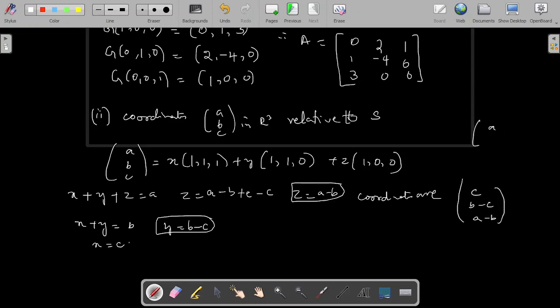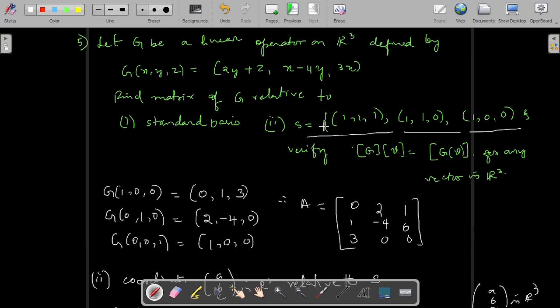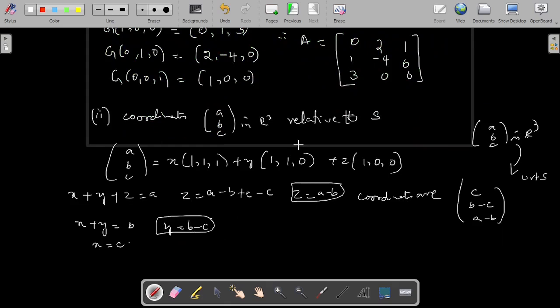So whenever you have (a, b, c) in R cube with respect to the standard basis, with respect to S the same vector is written like this. So keep it aside. Now you have to find the matrix of the transformation with respect to S. First find out where these basis vectors will go after applying the transformation.